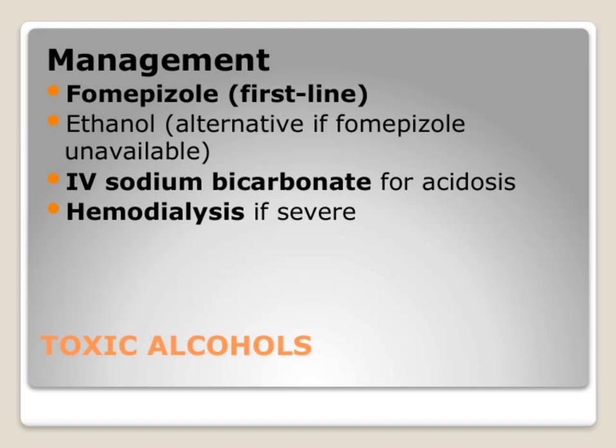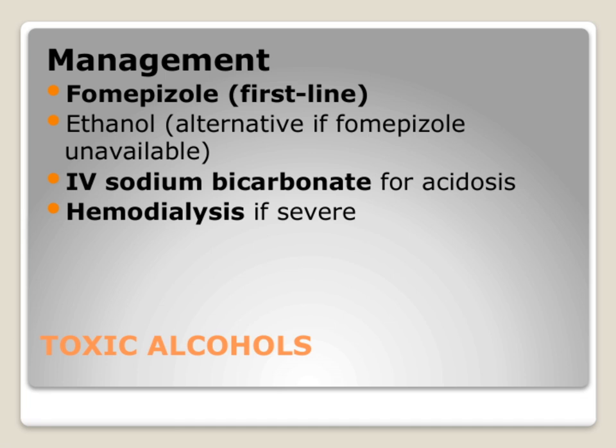Let's talk about the management of toxic alcohol poisoning. The first-line treatment is fomepizole, which works by inhibiting alcohol dehydrogenase, the enzyme responsible for metabolizing toxic alcohols. If fomepizole isn't available, ethanol can be used as an alternative because it competes for the same enzyme, slowing down the formation of toxic metabolites.